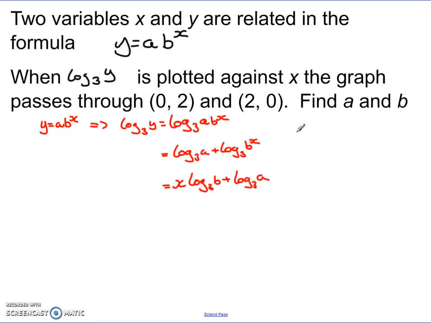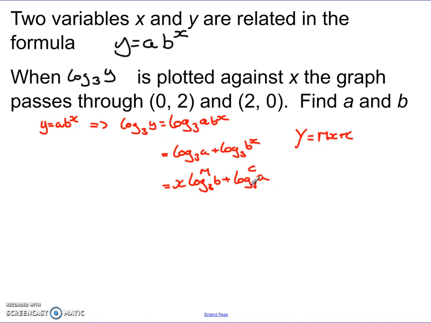Now if we were to think about our formula y equals mx plus c, this would be in that version there. Our log to the base 3 of b would be our m, our gradient, and our log to the base 3 of a would be our c, our y-intercept. So we can calculate both of these using those facts.